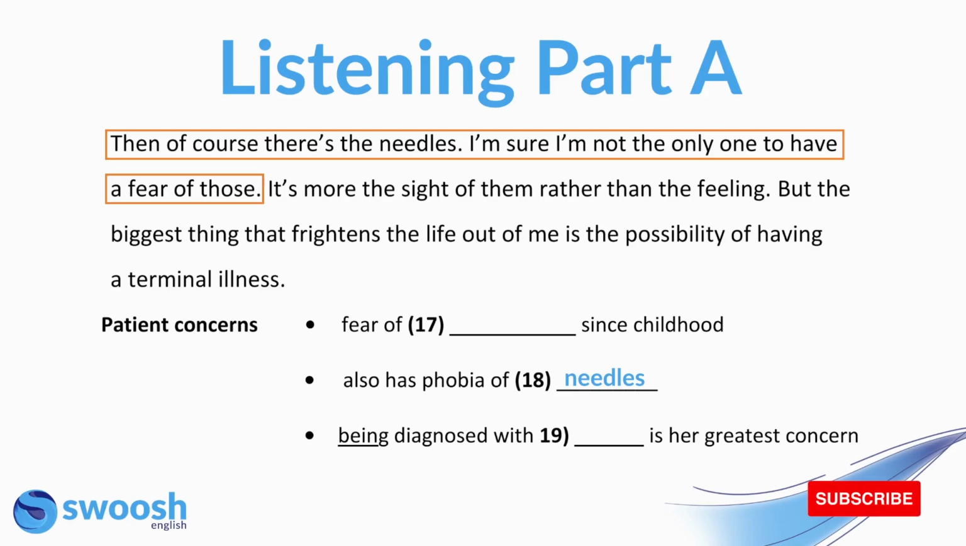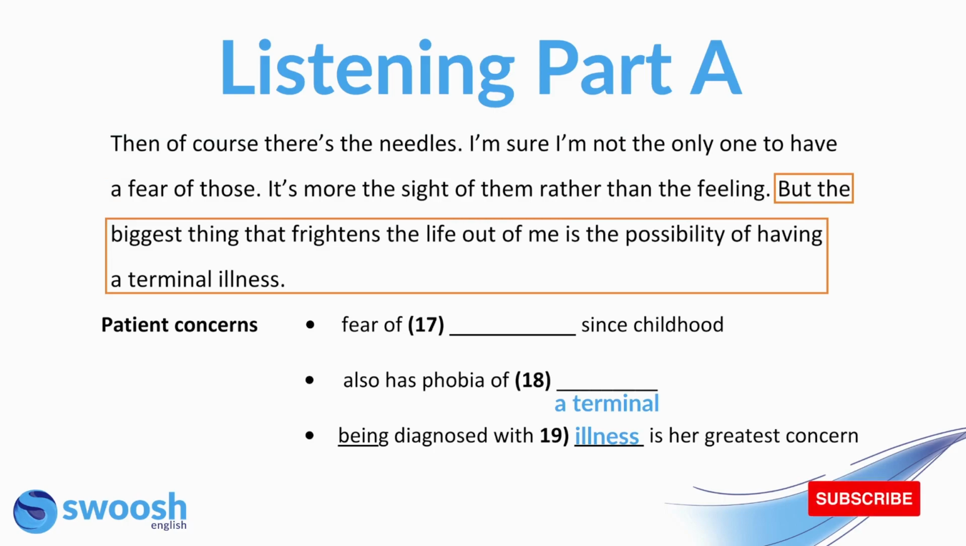Have a go now at question 19. Try and find the answer and try and identify how it may have been paraphrased. Well done, everybody. Let me now show you. The answer for 19 was a terminal illness.